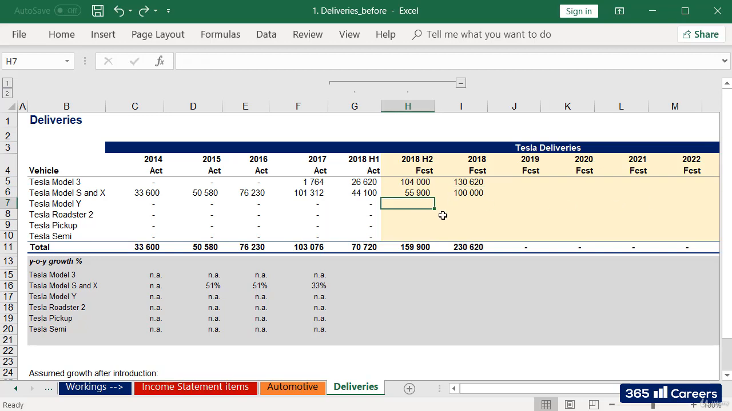Okay, we don't have any deliveries data for the rest of the models. I'll simply add zeros and continue the sum we have in column I. Very well. Quite intuitively, we don't have year-on-year growth data for any of the models besides Model S and Model X. I'll type NA for all other models, and we'll use the year-on-year percentage growth formula for Model S and Model X.